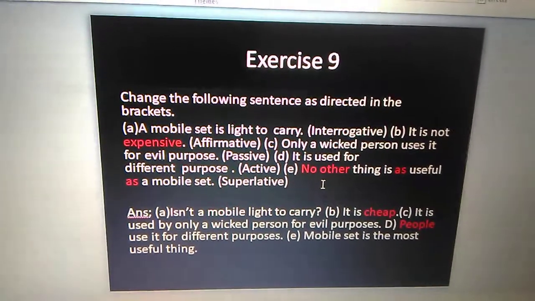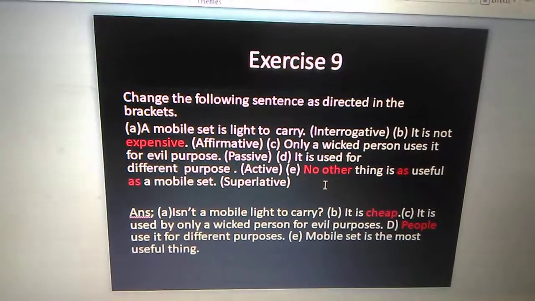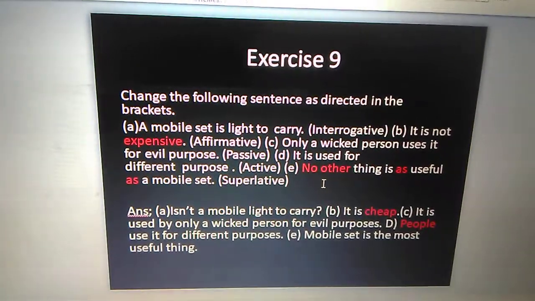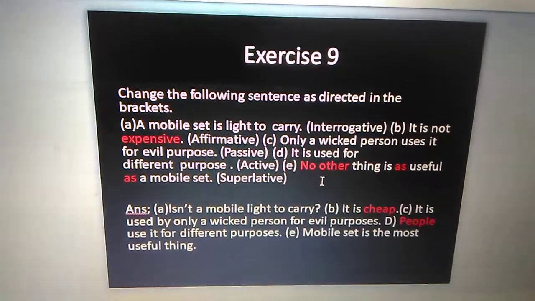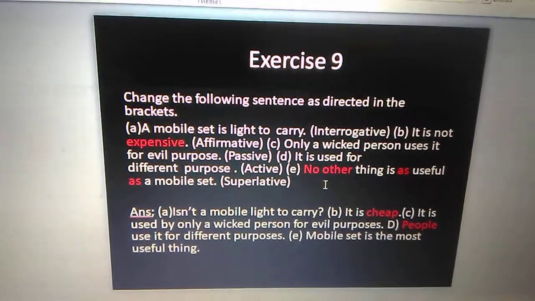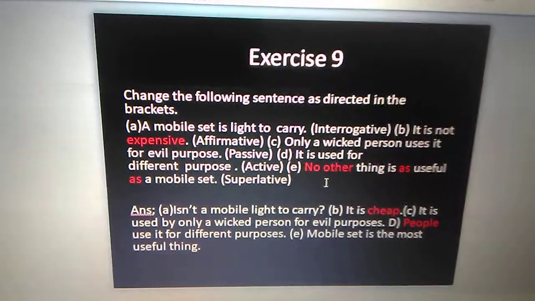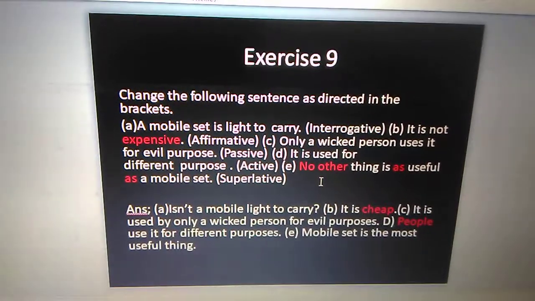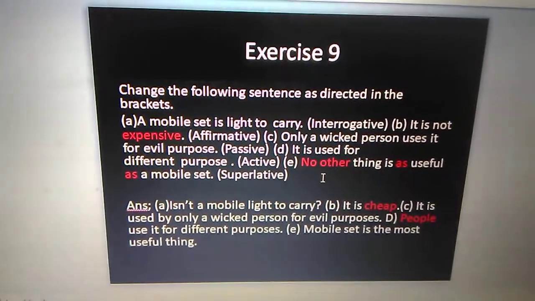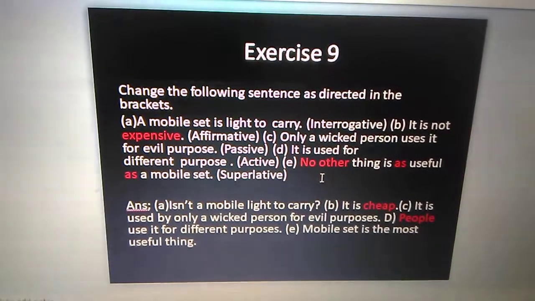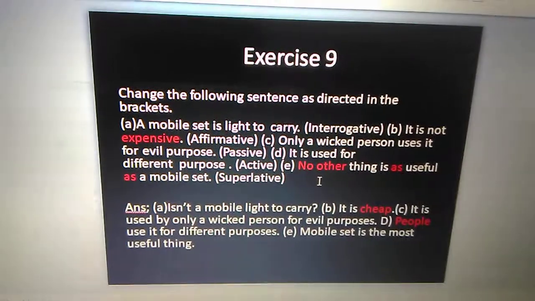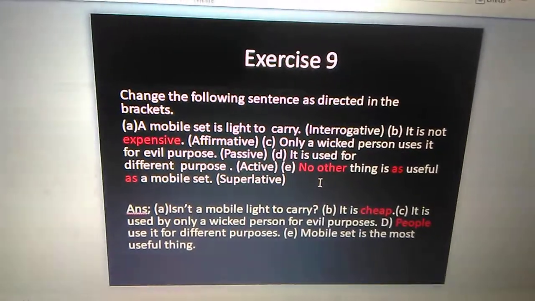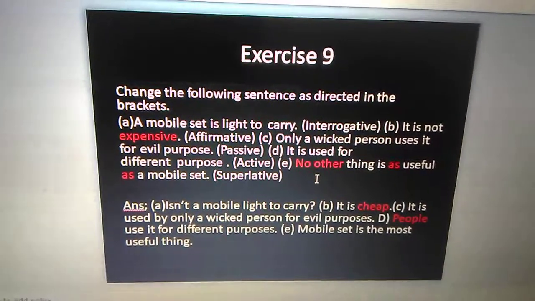Interrogative. I already told you: affirmative, negative, interrogative. Negative sentence, affirmative, interrogative. So, isn't a mobile set light to carry? If I asked you to change that one into negative sentence, then you have to change in that way. A mobile set is not heavy to carry. It is not expensive. Affirmative. Opposite word of expensive is cheap. So it is not cheap.